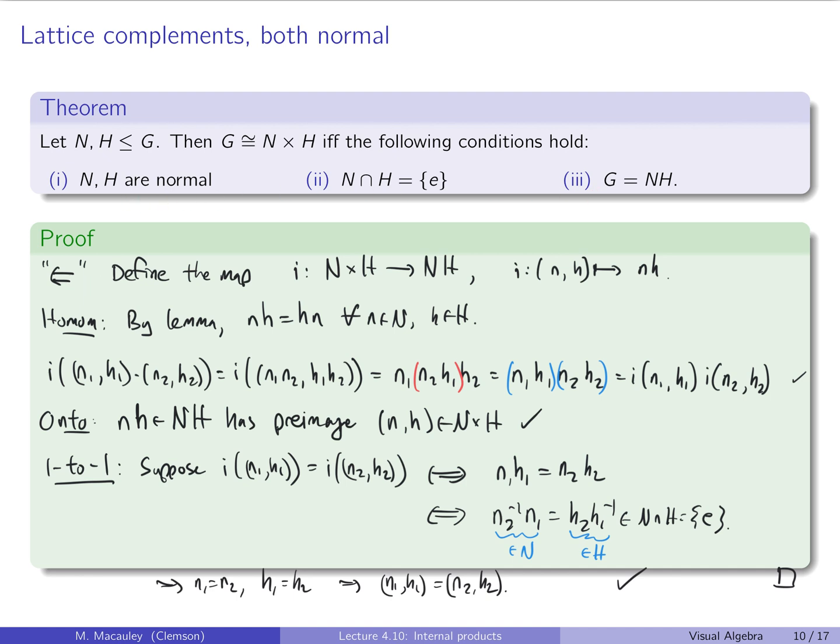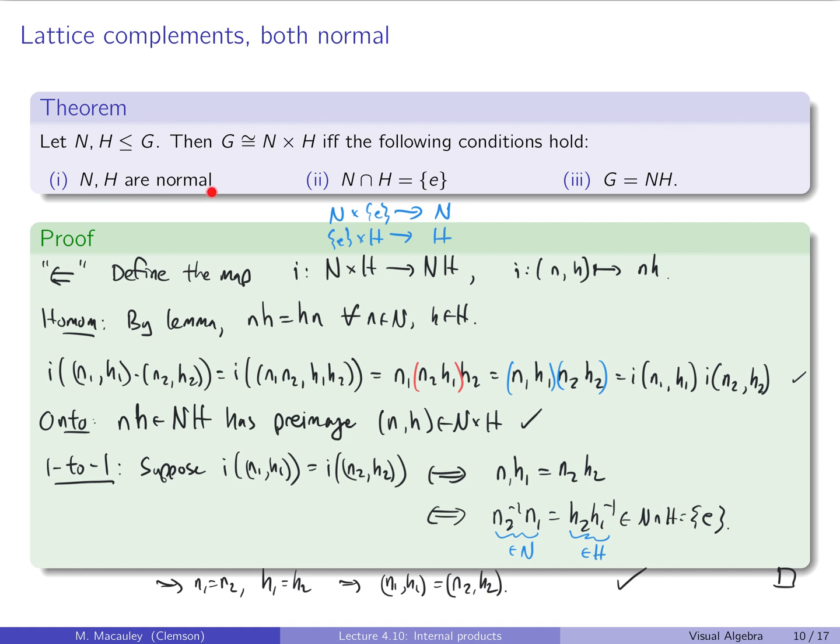If these three conditions hold, then G is a direct product of these two subgroups. And conversely, let me just talk our way through it. If we have a direct product of N and H, then we know that N cross the identity and the identity cross H are both normal. And those things will get mapped to N and H respectively by this isomorphism. And since this is an isomorphism, these will be normal as well.